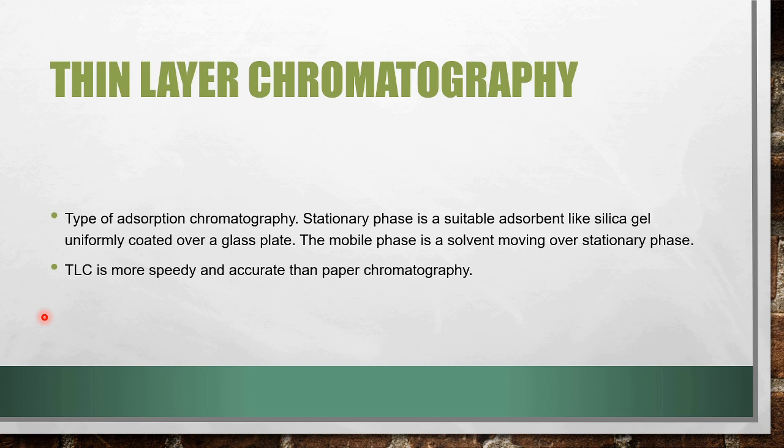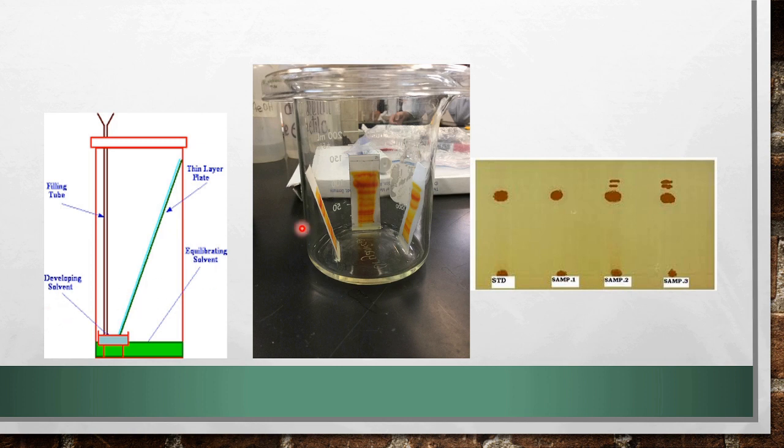This is a more recent technique of adsorption chromatography, where a suitable adsorbent like silica gel is coated over a glass plate or plastic sheet to form a thin layer that acts as the stationary phase. The sample to be separated is spotted at the lower side of the dried TLC plate, and the lower edge is dipped in a suitable solvent in a slanting position, just like this. And this is the suitable solvent or mobile phase.